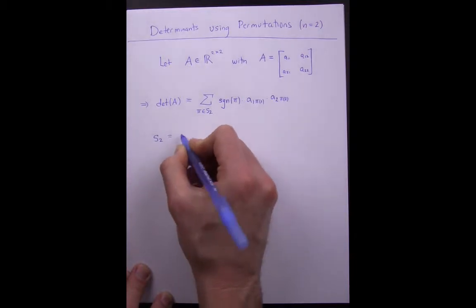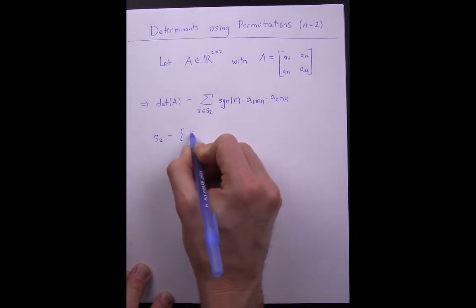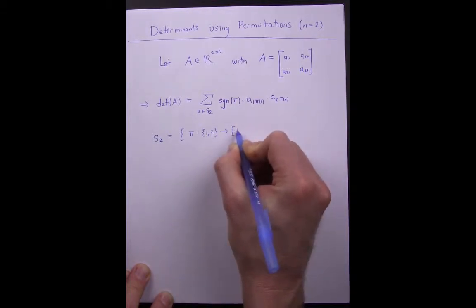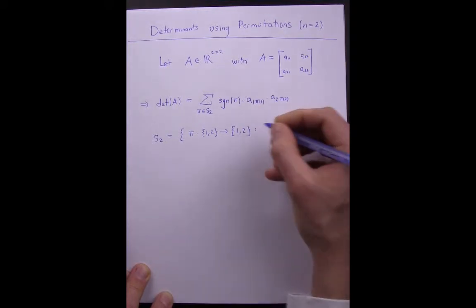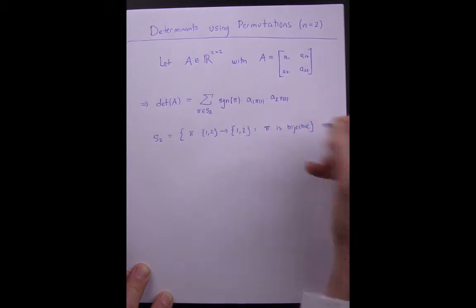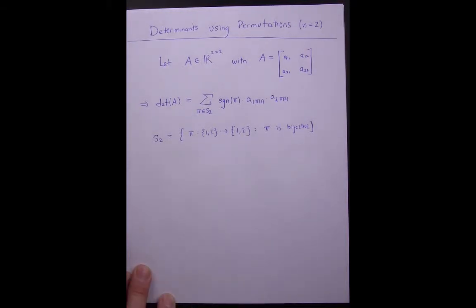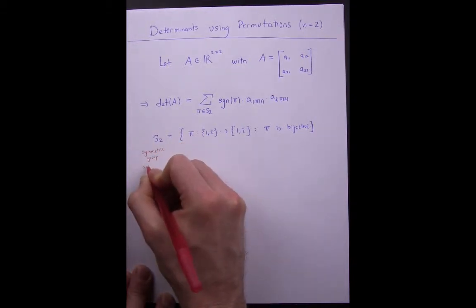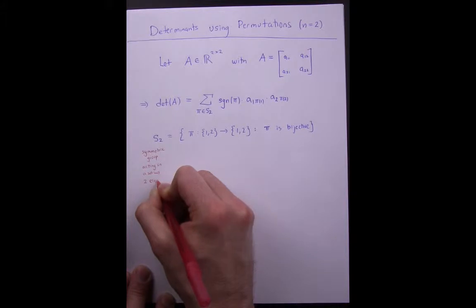S2 is the set of all bijections going from the set of 2 elements into the set of 2 elements, with the condition that pi is bijective. We call this the symmetric group with 2 elements. This is the symmetric group acting on a set with 2 elements.